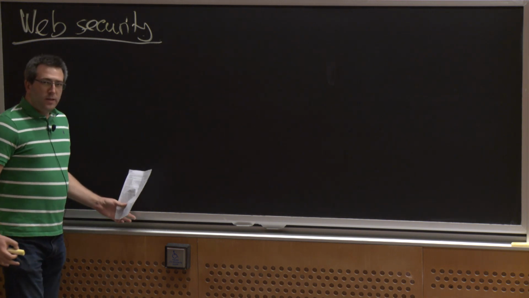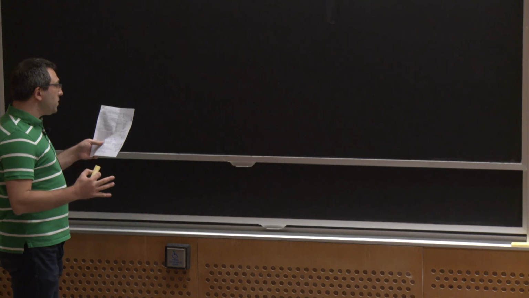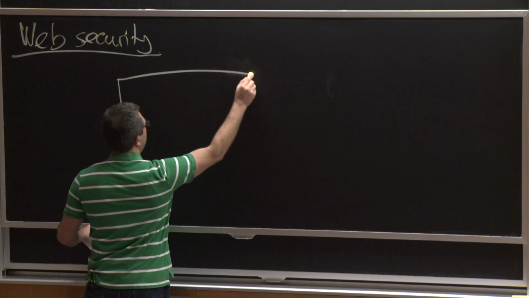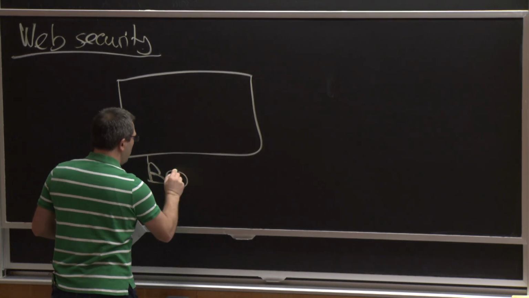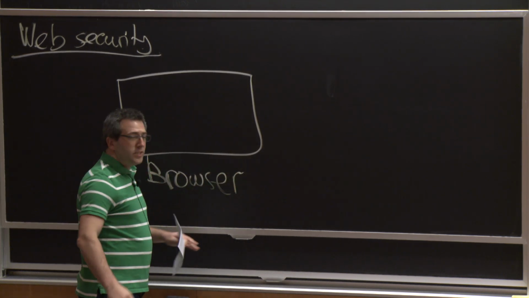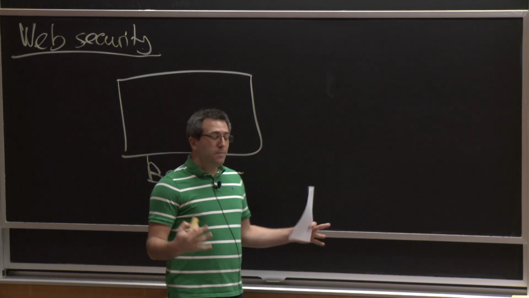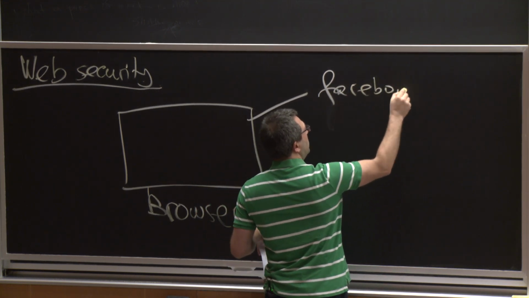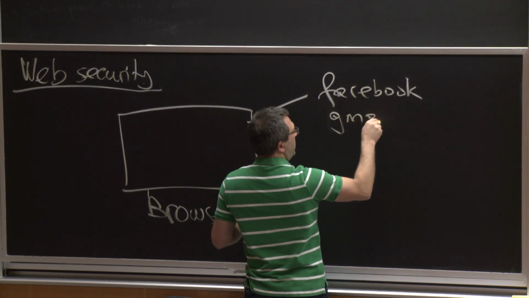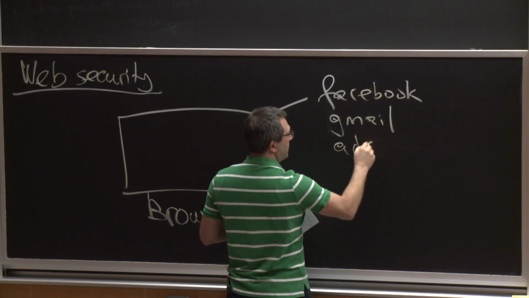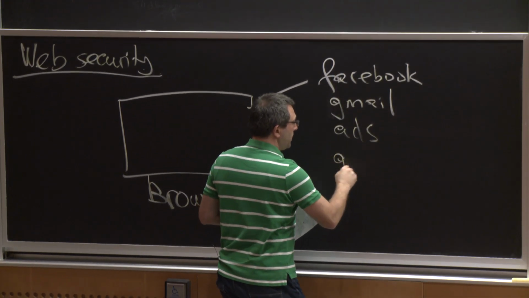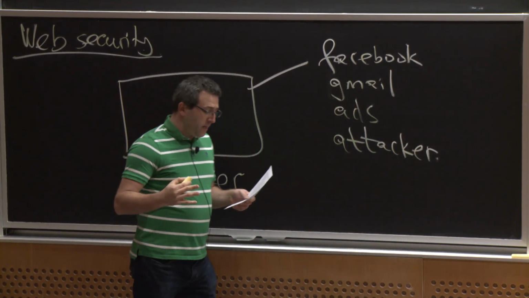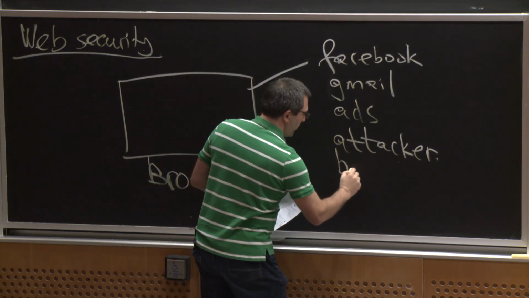So to start off this discussion of web security, the problem we're going to be facing is one of a user running a web browser on their computer. And the web browser is going to be interacting with lots of different websites over the internet. You might interact with Facebook, you might interact with Gmail, you might interact with various ads that you're seeing on those sites. You might interact with the attacker as well over the network. The attacker probably also has a website. All these things matter, and there are probably things that you care about even more, like the bank and so on.